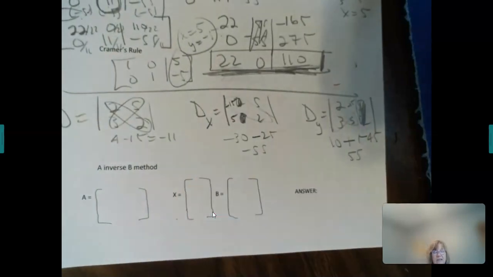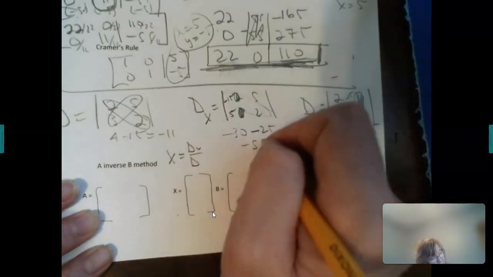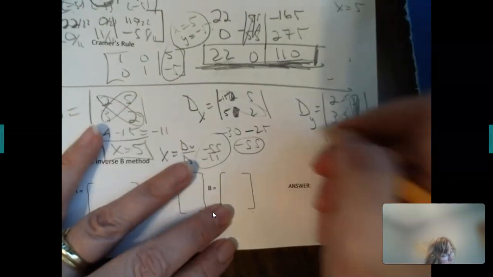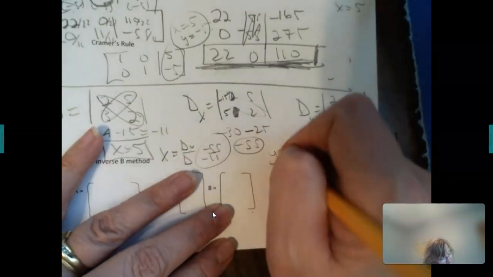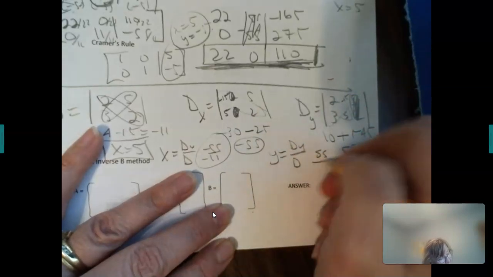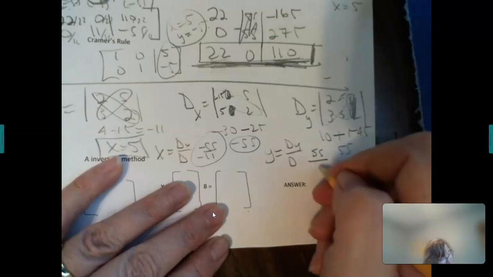All right, now to find the answer, x is going to be dx over the normal determinant. So negative 55 divided by negative 11 is a positive 5. X is a positive 5. And then dy, it makes sense to find y. You'd use dy over the normal d. dy is 55, and my normal d is 5.